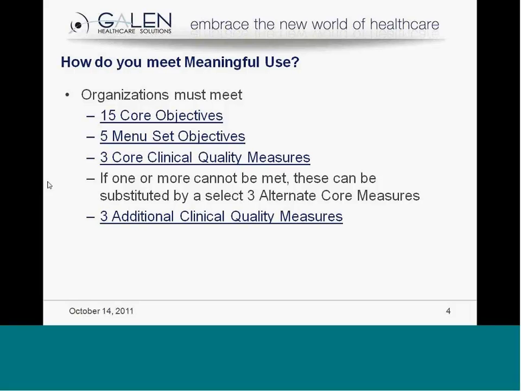Again, there are 15 core objectives. Every organization has to do each one of those and have a workflow around them. There are 5 menu objectives. There are 10 in the set that you can choose from. You must choose 5. And then there are 3 core clinical quality measures. There are alternate cores if your providers don't meet that measure or one of those measures, but you must choose 3 of the core or alternate core, and then 3 additional clinical quality measures. And you have a total of 44 measures to choose from for the clinical quality measures.